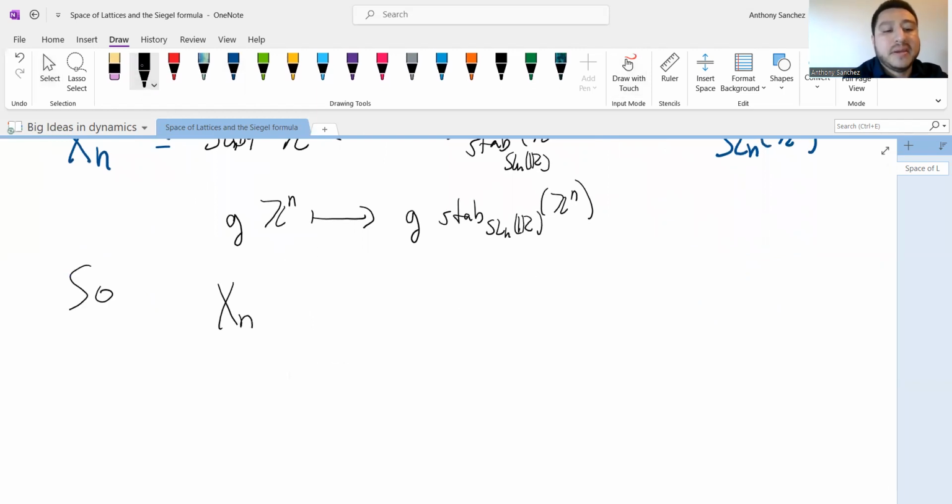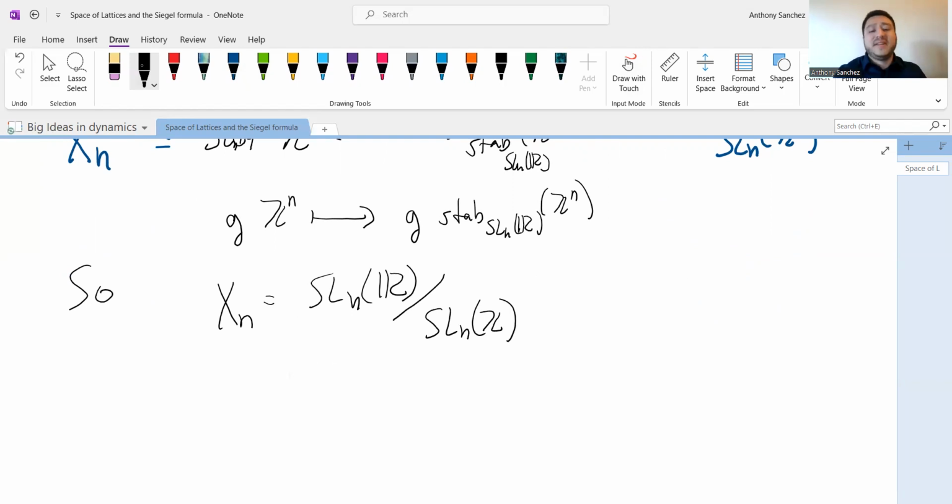So the space of lattices, which is this geometric space consisting of lattices in R^n, is nothing other than this coset space, SL_n(R) mod SL_n(Z). And I keep saying this coset space. It's not a group because SL_n(Z) is a subgroup of SL_n(R), but it's not a normal subgroup of SL_n(R). So this is indeed just a coset space. It's not actually a group.